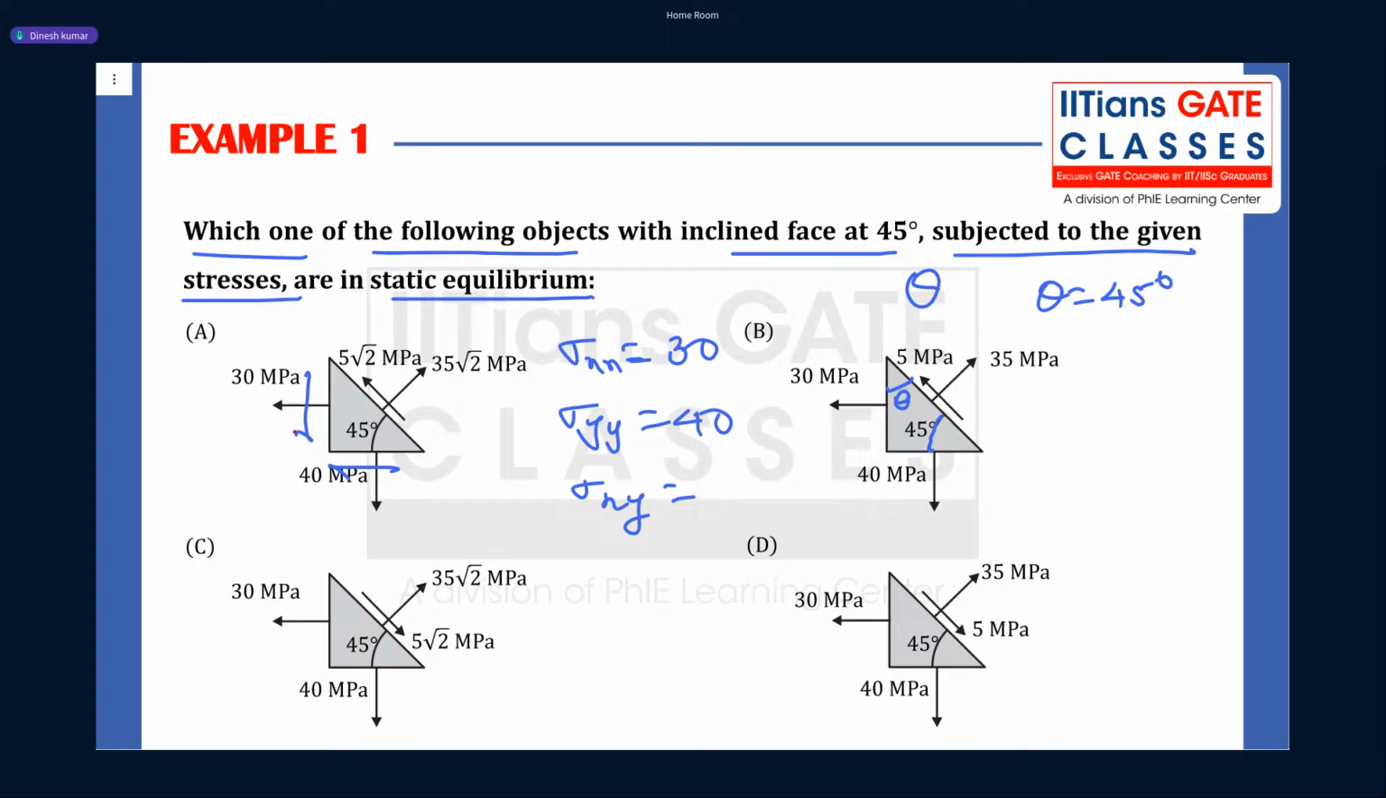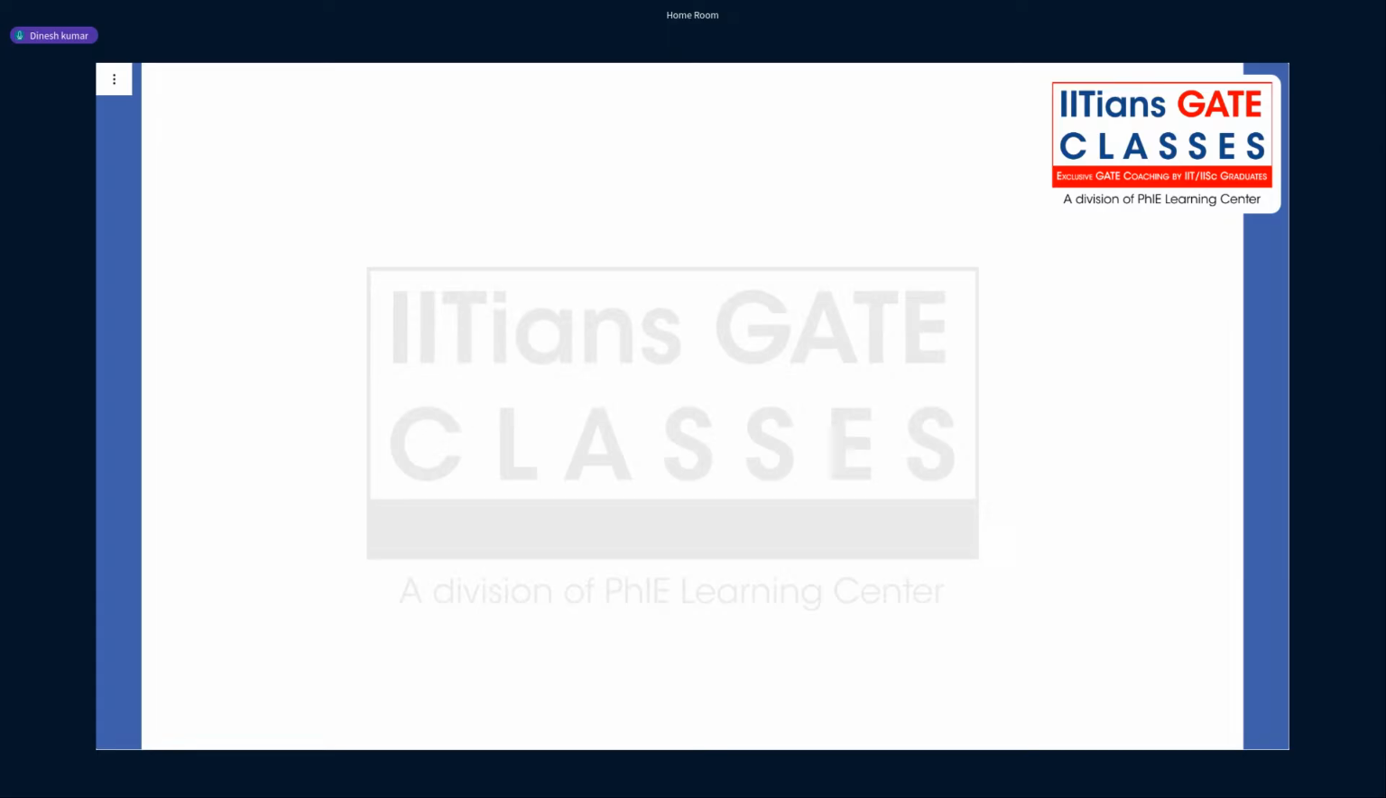Ishwar, what is it? It is 35, huh? So you guys can see there is no shear. If it is not given, that means your sigma xy is 0. In this given problem, sigma xy is 0. So now guys, to solve this question, nothing else you need to do.